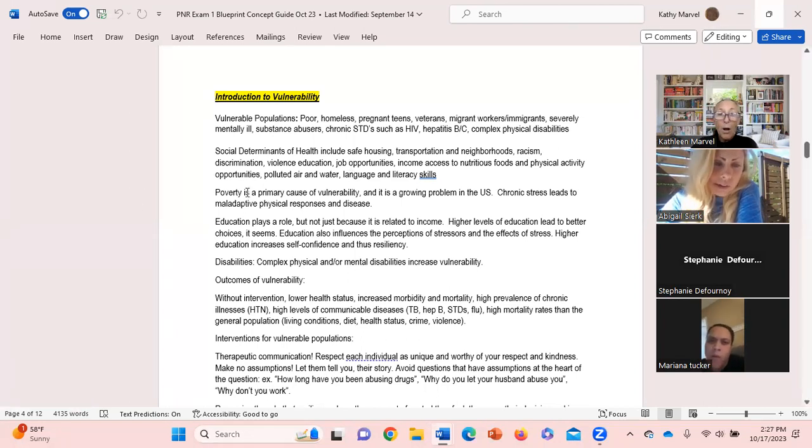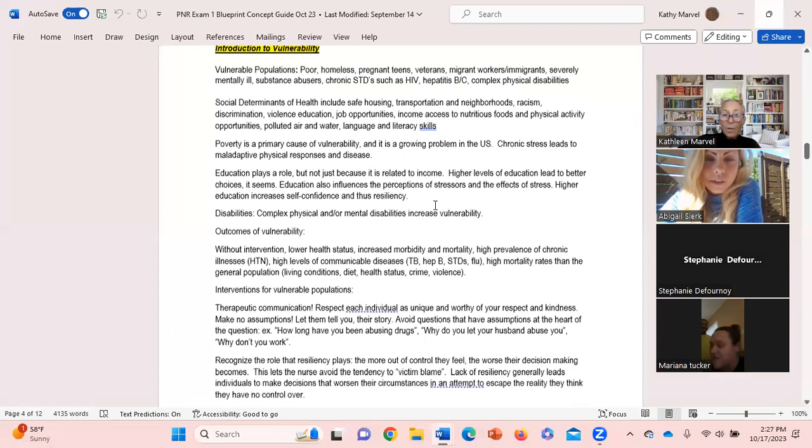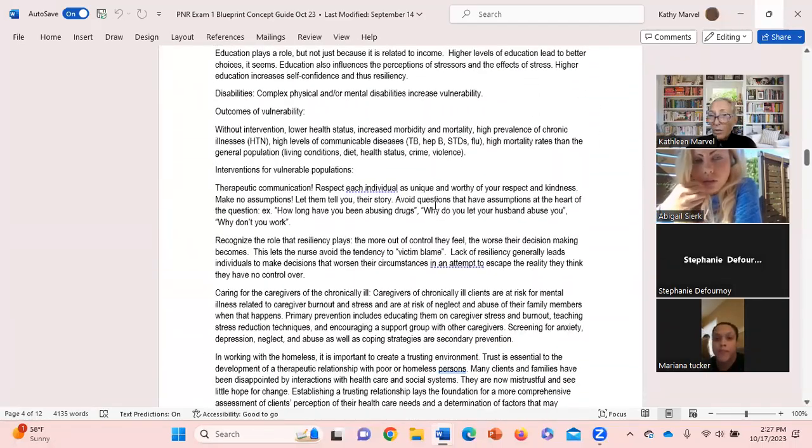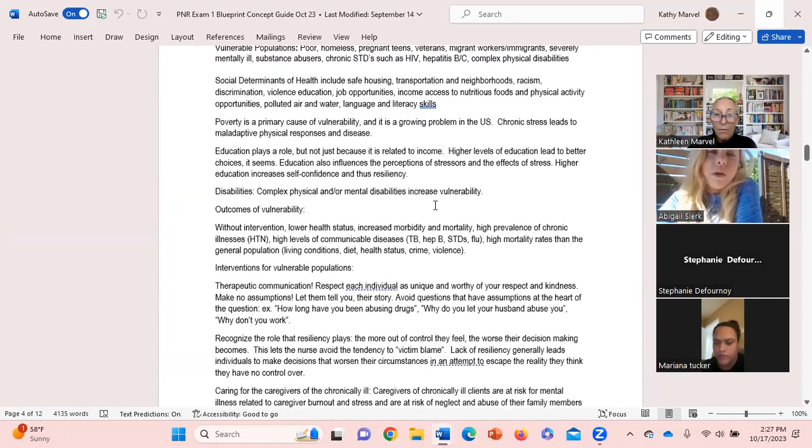Right? Here's another one. Poverty is the primary cause of vulnerability. It's a growing problem. What kind of question? What's the primary cause of vulnerability? What's the answer? Poverty. Okay, so as you're reading through this, think about questions that might get asked based on the information that's being provided to you.